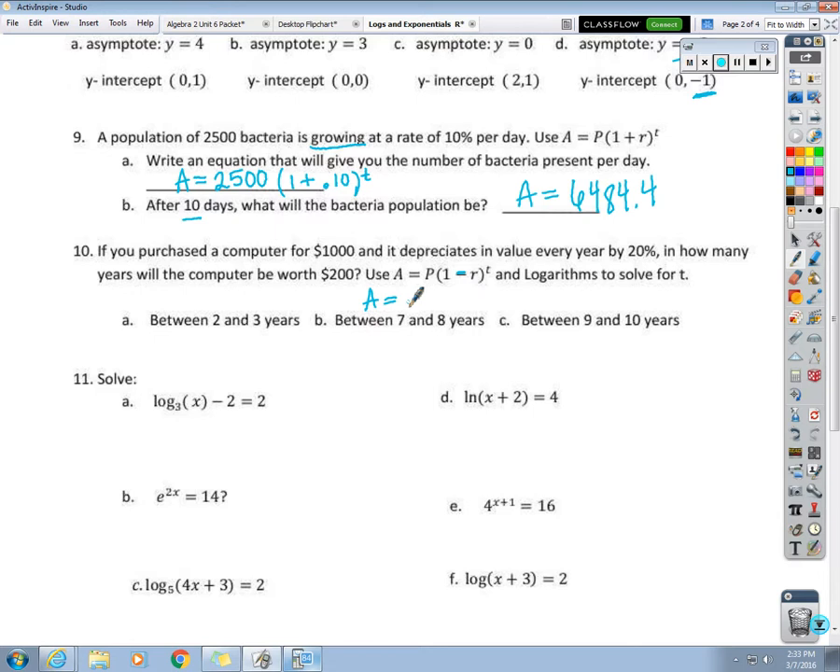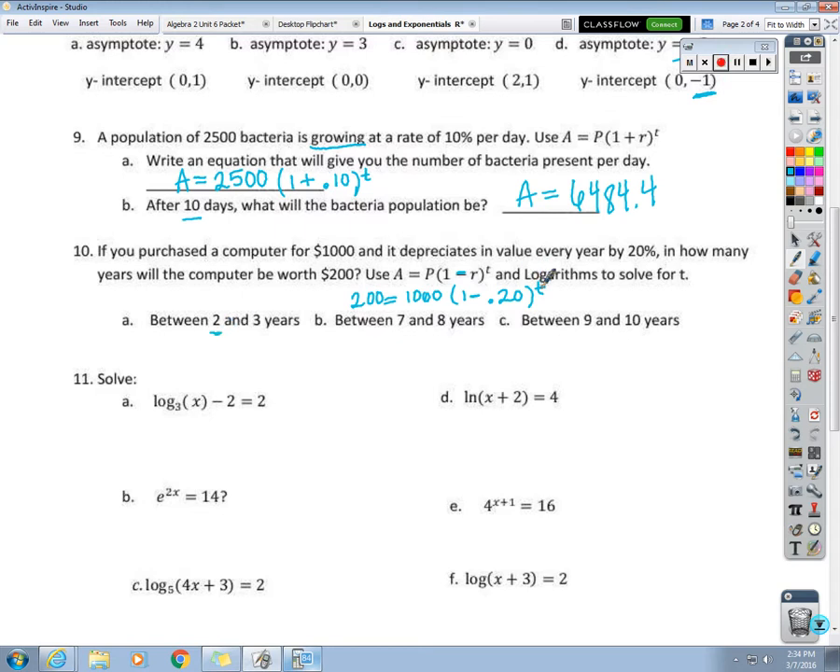A equals, what's the starting value? 1,000 is what you paid for it, so that's the start value. Times 1 minus 0.20, to the T. We don't know the time. That's what we're trying to figure out. And we're trying to figure out how long it will take till what happens? Till it's 200. So can we go ahead and say until the equation equals 200? So what are you going to do to figure this out?